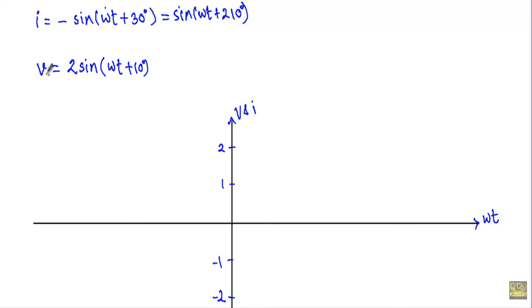Here you will see the origin of the voltage will be 10 degrees ahead of the reference axis, and the origin of the current will be 210 degrees ahead of the reference axis. Let's say I am taking the angle at a displacement of 30 degrees: minus 30, minus 60, minus 90, minus 120, minus 150, minus 180, minus 210, minus 240. Let's say in this direction I am considering the angles at a displacement of 30 degrees: 30, 60, 90, 120, 150, 180, 210, 240, 270, 300, 330, 360.